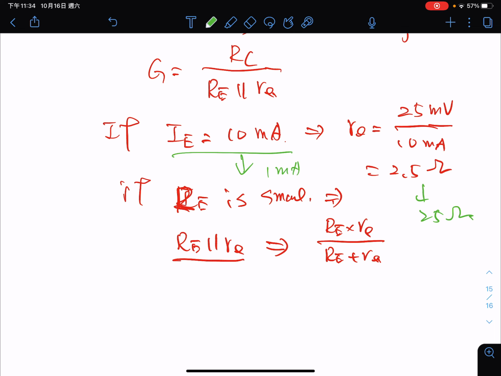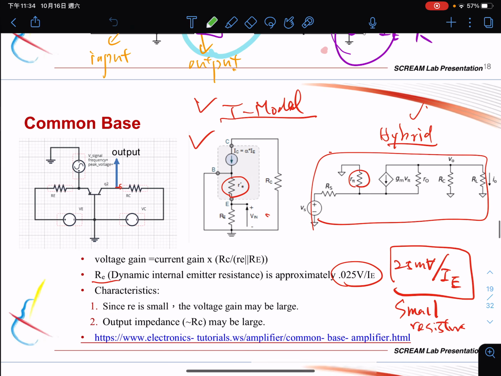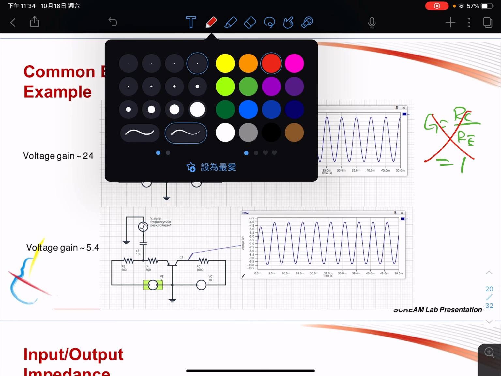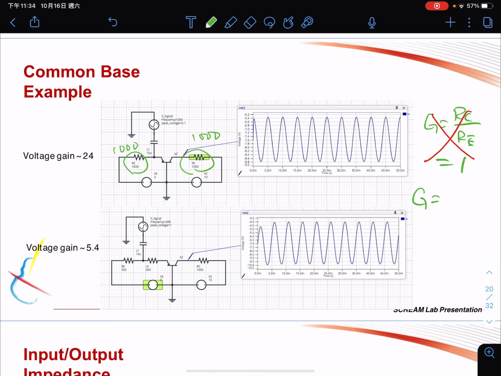So let's go back to see the simulation I have made before. This is the common base circuit, which is quite standard. You will see that here we have 1000. There's 1000. So if you see, if the gain is equal to RC over RE, then the gain should be equal to 1. But the real case is not, because the gain should be equal to RC over RE in parallel with re.